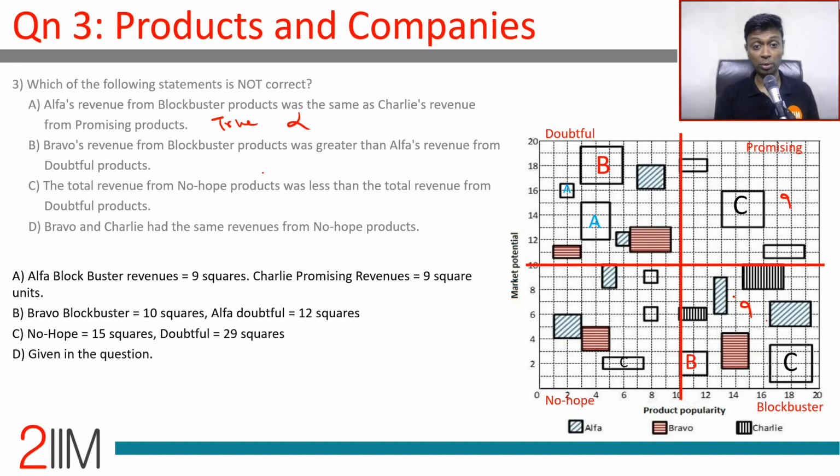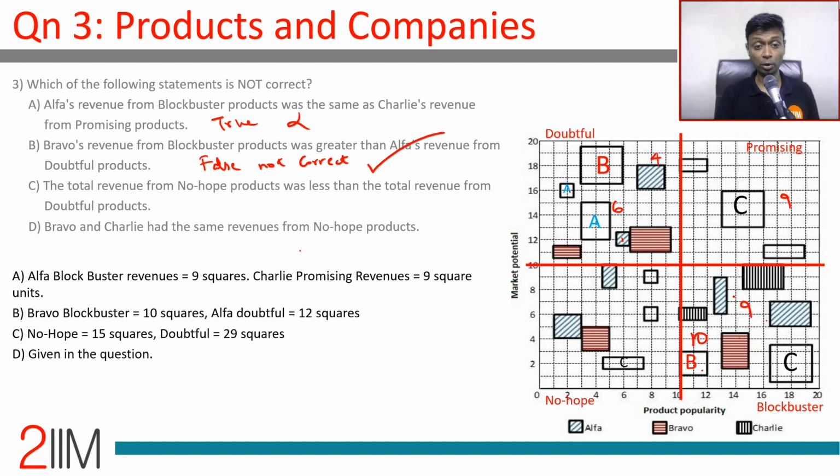Bravo's revenue from Blockbuster products was greater than Alpha's revenue from Doubtful products. Bravo Blockbuster. This is 4 plus 6, 10 square units. Alpha from Doubtful, 6 plus 4, 10 plus 2, 12. Bravo's products is 10, Alpha's is 12. Saying Bravo is greater than Alpha. This is false. This is not correct. Or this is the choice we are looking for.